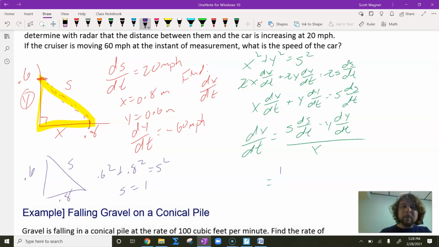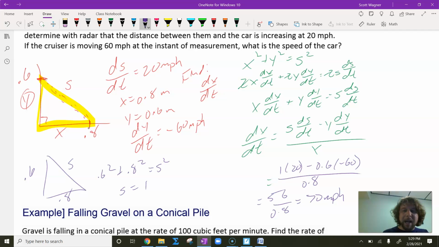So it's 1 times ds/dt, 1 times 20, minus y times dy/dt. Well, y is 0.6 and dy/dt is negative 60, divided by the specific x value, which is 0.8. We clean all this up a little bit, and we end up with 56 divided by 0.8, which turns out to be 70 miles per hour. So that car is traveling 70 miles per hour.